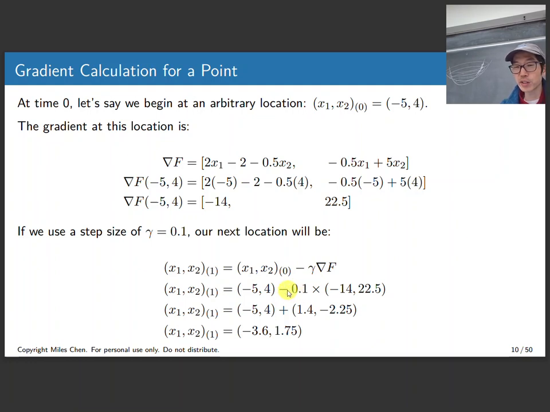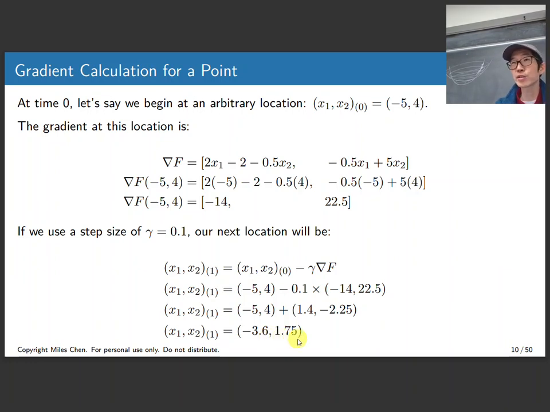So when I do -0.1 times -14, I get positive 1.4. -0.1 times 22.5 gives me -2.25. -5 plus 1.4 gives me -3.6. And 4 minus 2.25 gives me 1.75. So the location at my next iteration is going to be -3.6, 1.75.